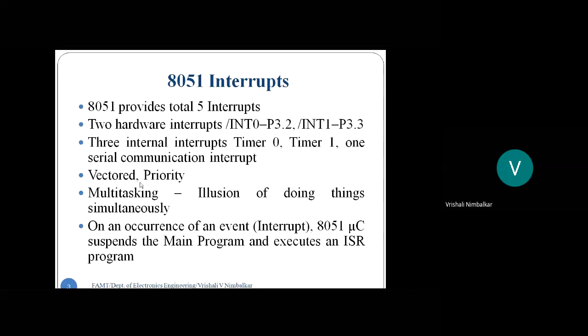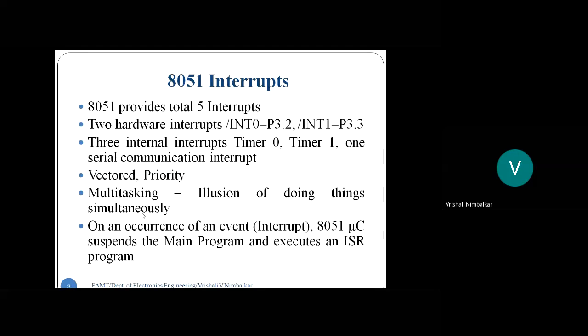Now, all the interrupts are vectored and they have a fixed priority, though the priority can be changed. Okay. Now, what are these interrupts? These interrupts help the microcontroller to perform multitasking. Multitasking means multiple operations handled at a time. It is for this purpose that there are interrupts to any microprocessor or any microcontroller. Okay, so that is for the purpose of multitasking.